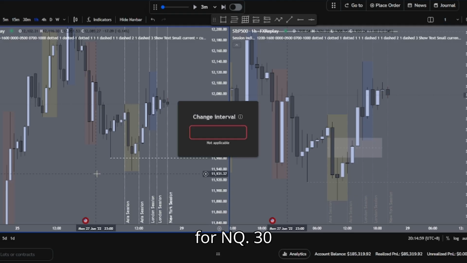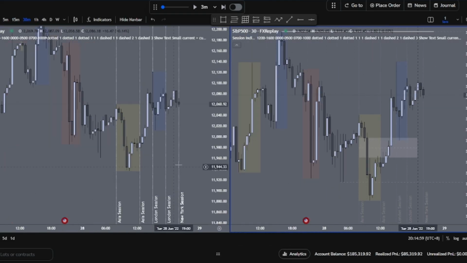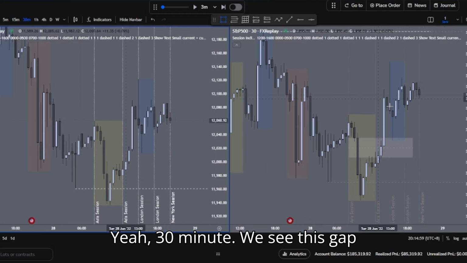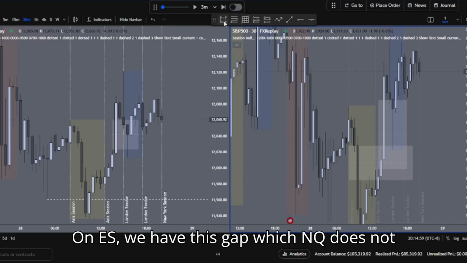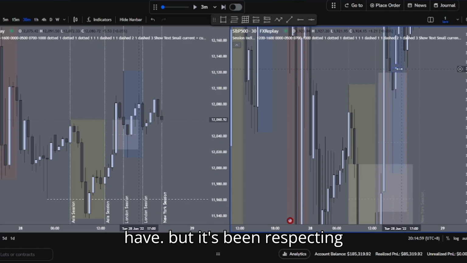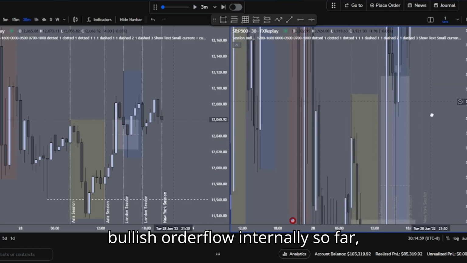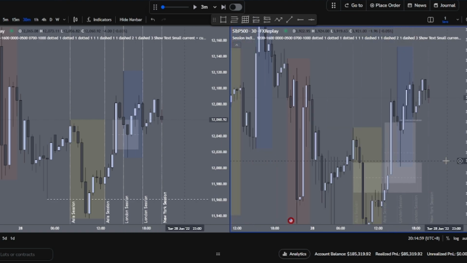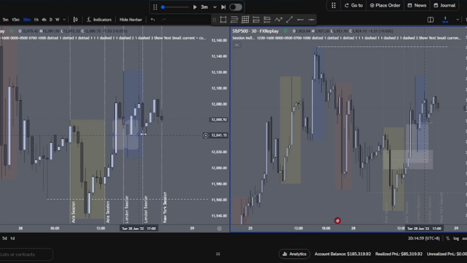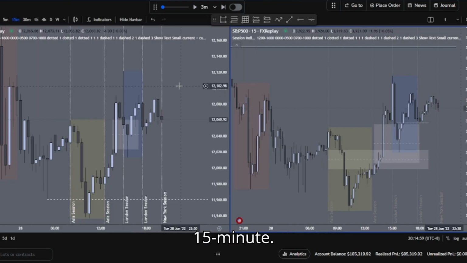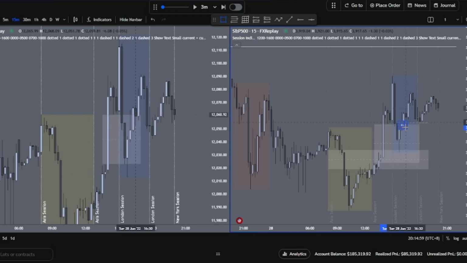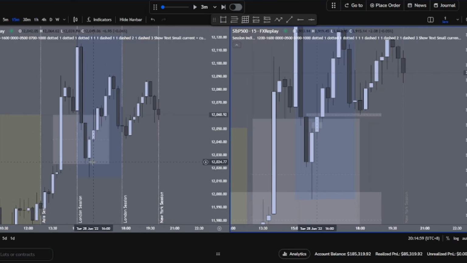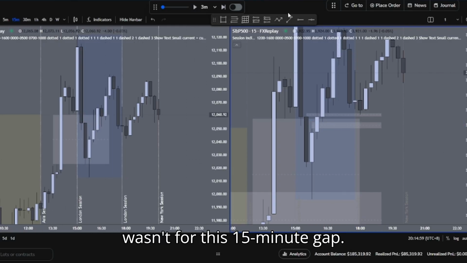Same for NQ. 30 minute. We see this gap respecting. On ES, we have this gap which NQ does not have, but it's been respecting bullish order flow internally so far, as we can see. So let me just double check the 15 minute. Okay, I guess we do have it here. On NQ it was tapped, but on ES it wasn't, for this 15 minute gap.